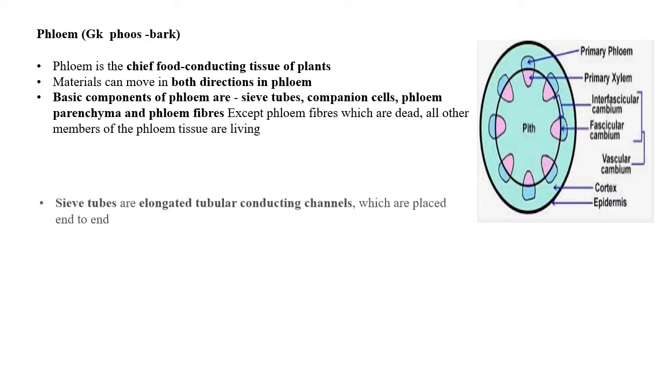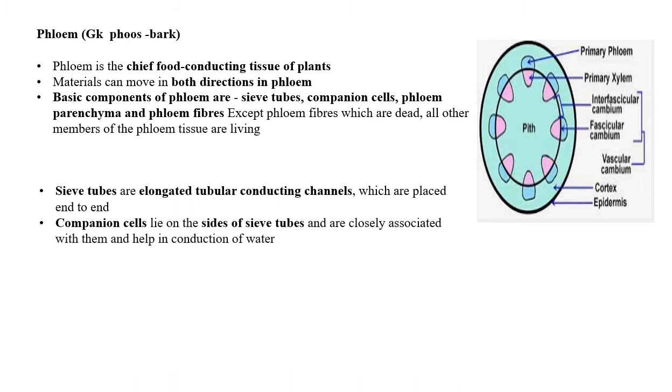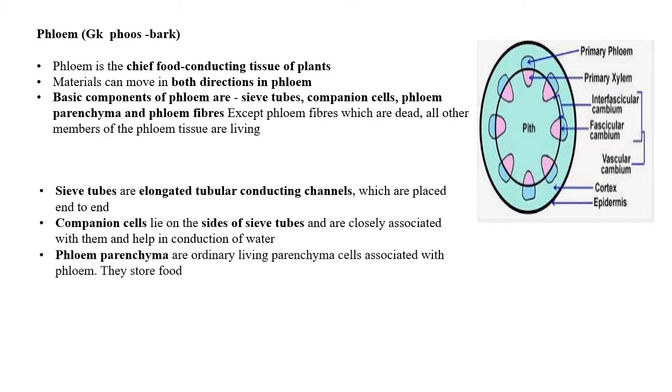The sieve tubes are elongated tubular conducting channels which are placed end to end. The sieve plates connect the protoplast to the adjacent sieve tube members. Companion cells lie on the sides of sieve tubes and are closely associated with them. They help sieve tubes in conduction of water. Phloem parenchyma are ordinary living parenchyma cells associated with phloem.